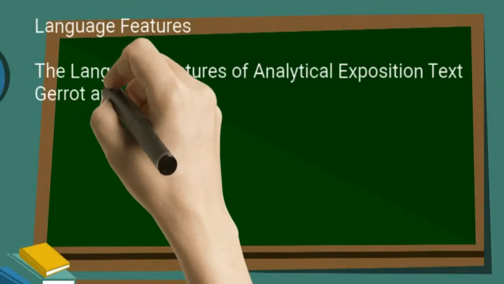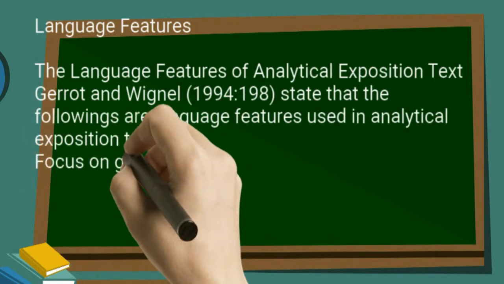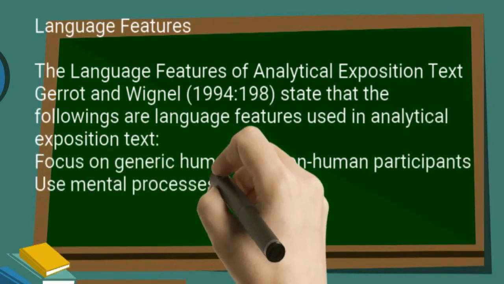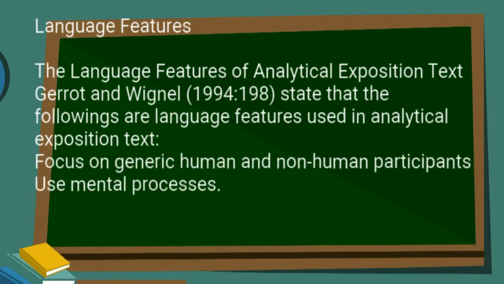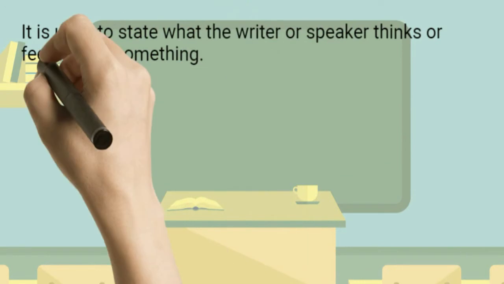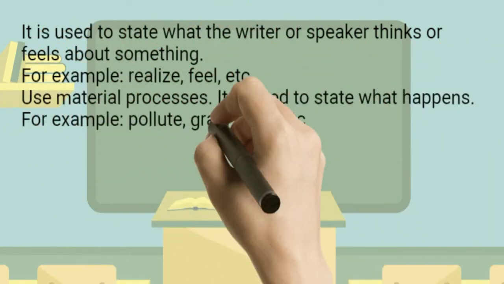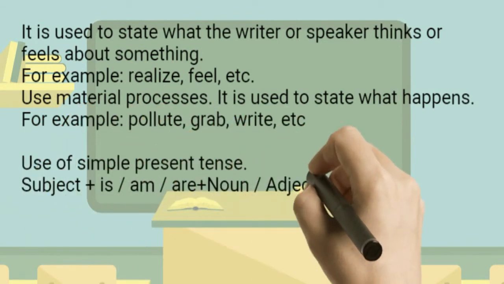Language features. The language features of analytical exposition text. Garrett and Wignall, 1994:198, state that the following are language features used in analytical exposition text. Focus on generic human and non-human participants. Use mental processes. It is used to state what the writer or speaker thinks or feels about something. For example, realize, feel, etc.